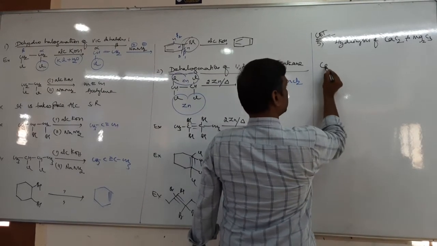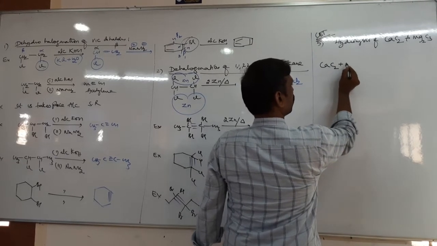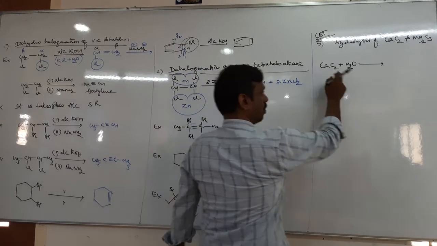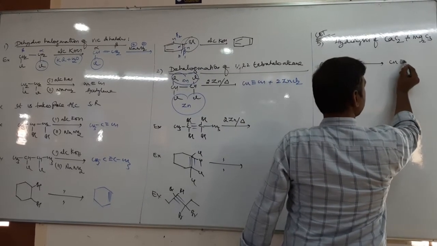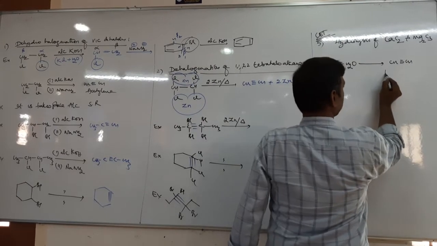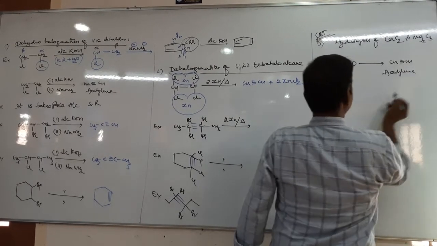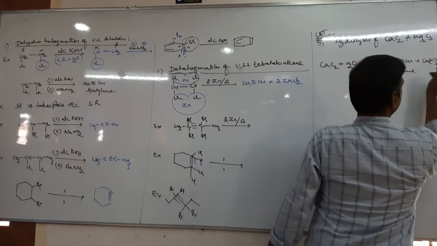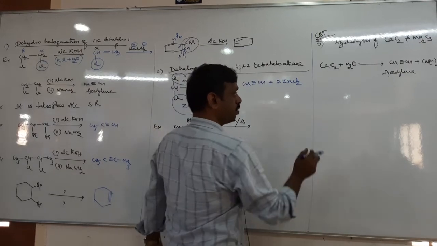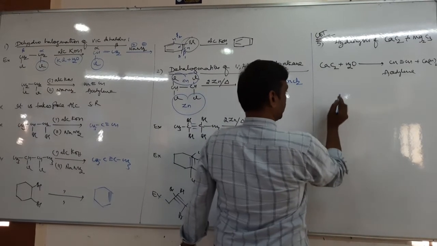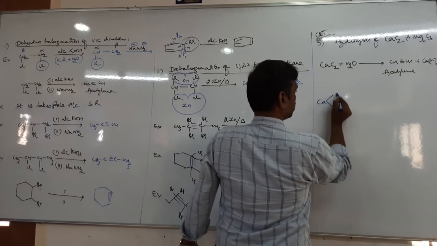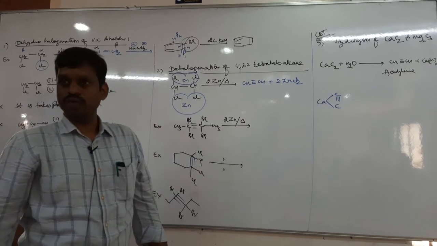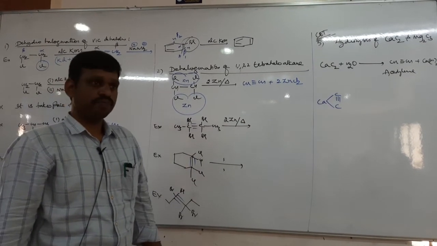Tell me, calcium carbide CaC2 undergoes hydrolysis. So how many carbons are there? 2 carbons. So 2 carbons give a 2-carbon alkyne, that is acetylene. Okay, and calcium plus water gives calcium hydroxide. But here what is important is the structure and how the reaction takes place. So 1 calcium is linked with 2 carbons. This is a cyclic molecule, calcium carbide.